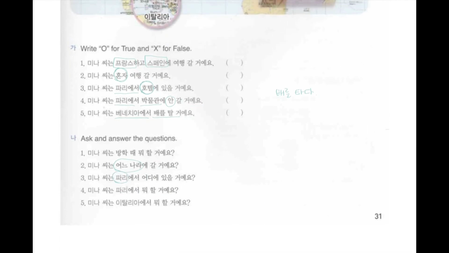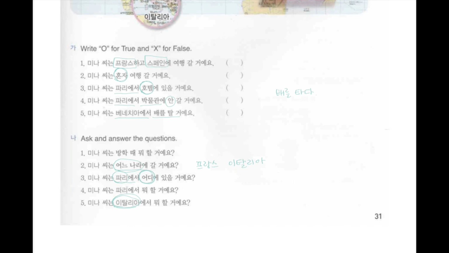자, number three. 미나 씨는 파리에서 어디에 있을 거예요? Oh, so she does go to Paris, isn't it? So 파리에서 어디에 있을 거예요? Where will she be? In Paris. Number four. 미나 씨는 파리에서 뭐 할 거예요? So what will she do in Paris? Number five. 미나 씨는 이탈리아에서 뭐 할 거예요? What will she do in Italy? So probably these questions actually answer to number two question, isn't it? 미나 씨는 어느 나라에 갈 거예요? We obviously know she will go to France and Italy, isn't it?